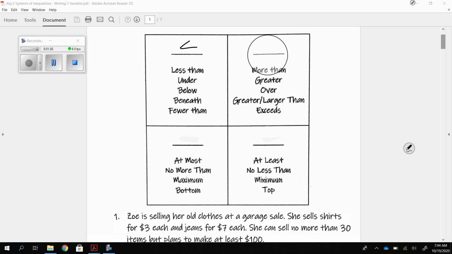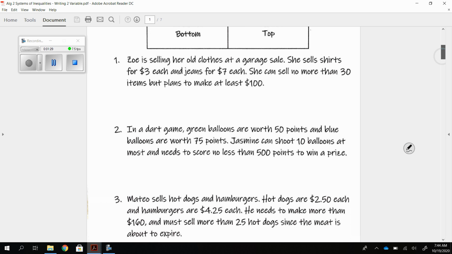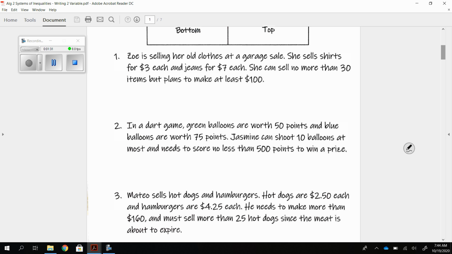All right, scroll down. So we're going to write it just how we've done all the other word problems before. We're just using inequality signs. So Zoe is selling her old clothes at a garage sale. She sells shirts for $3 each and jeans for $7 each.